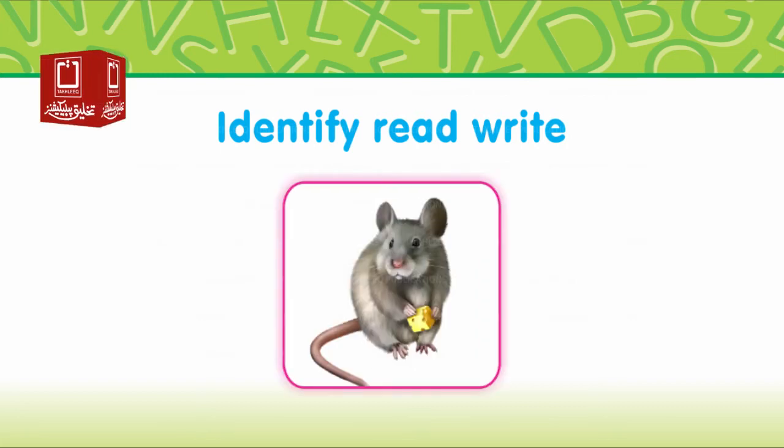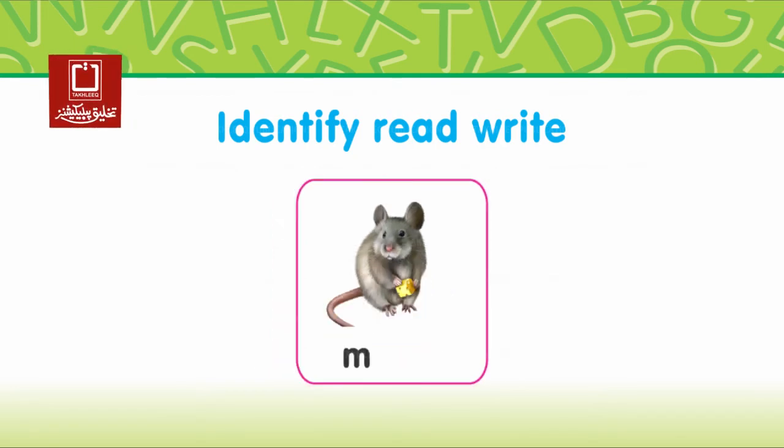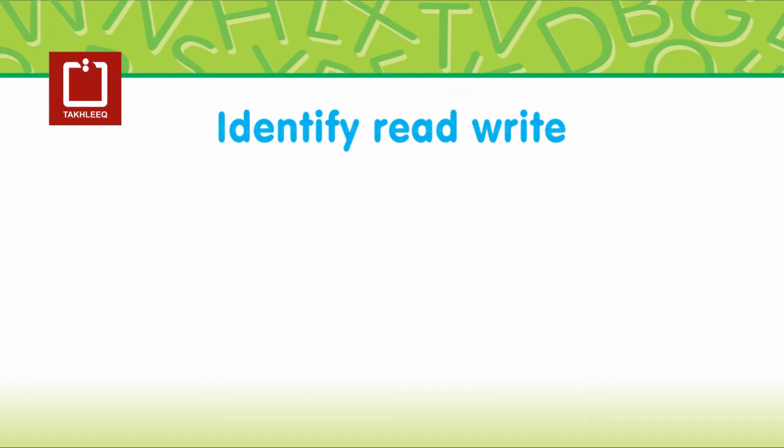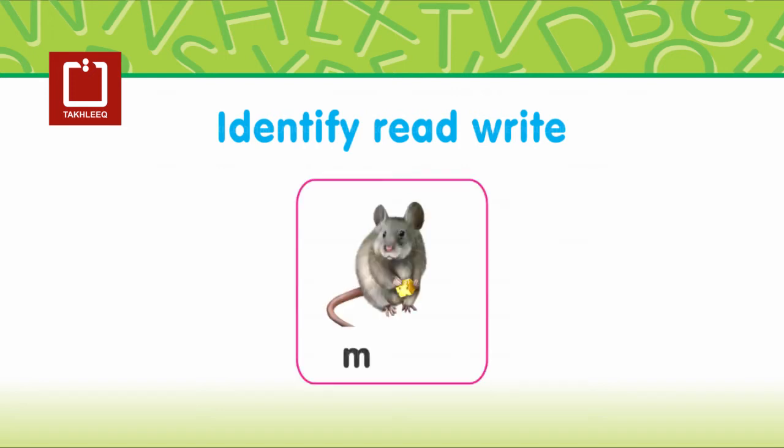We see here the picture of a mouse. Now we say the spellings of mouse. M O U S E, mouse. So we write M O U S E, mouse, on lines.